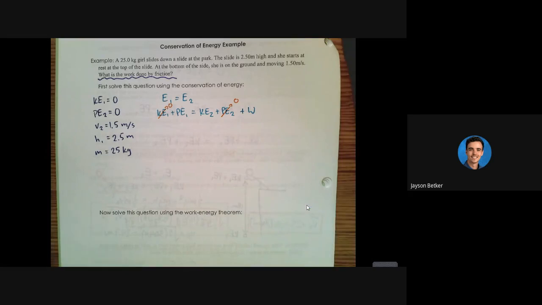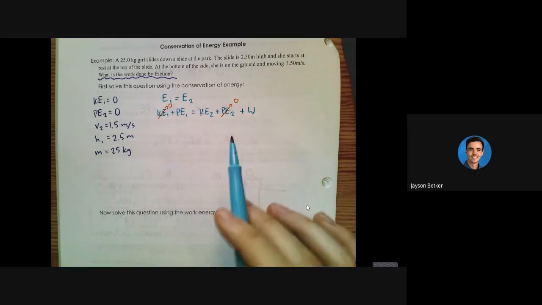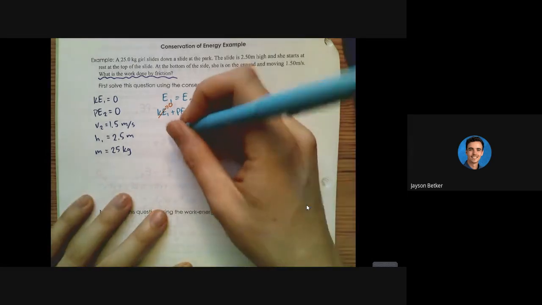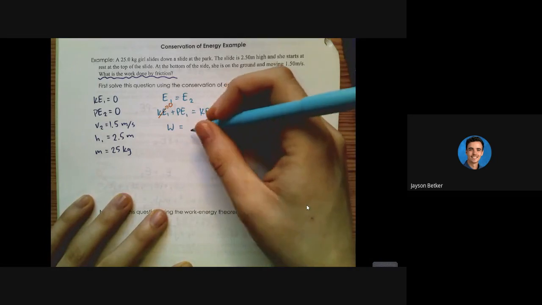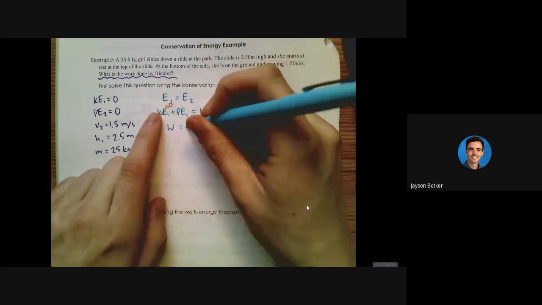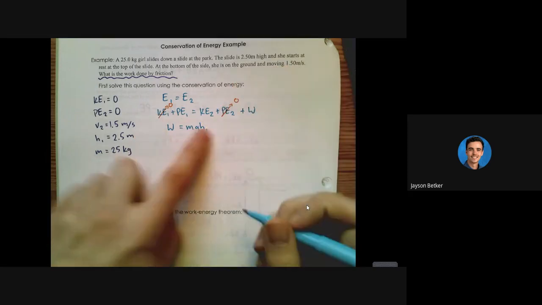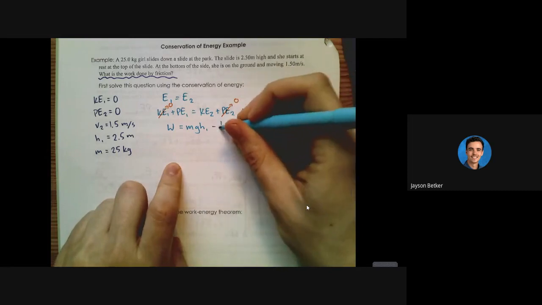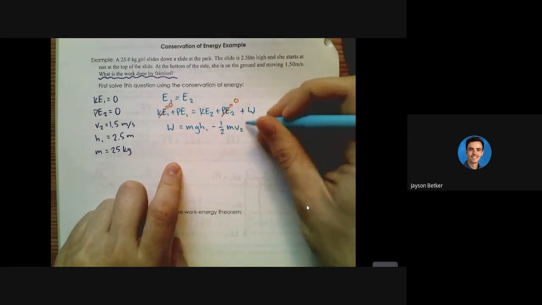So now we have the energy initially is equal to the energy finally, which is the kinetic energy, the potential energy, and the work that was done by friction as well. There were 3 things acting on that girl while she was sliding down the slide, 3 different types of energies. Now all we need to do is solve for work. So we get W is equal to, okay, PE1 is going to be mgh1, and then all I had to do was move KE2 to the other side. So I get minus 1/2 mv2 squared.